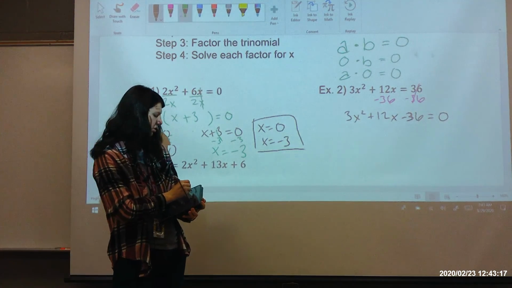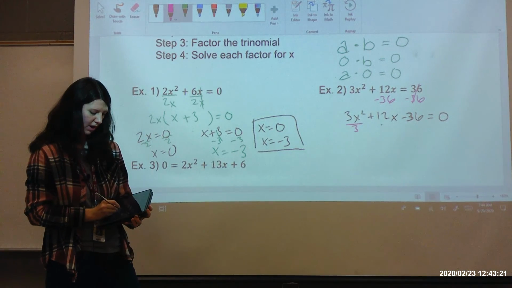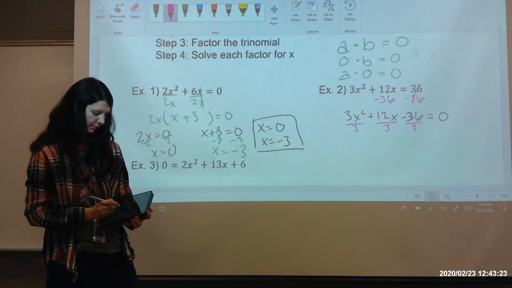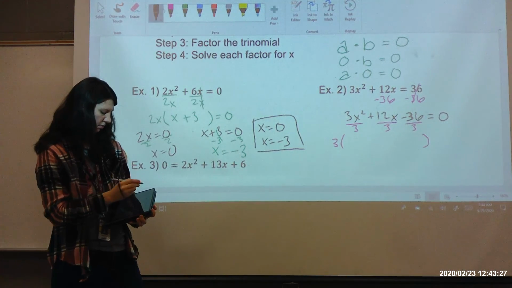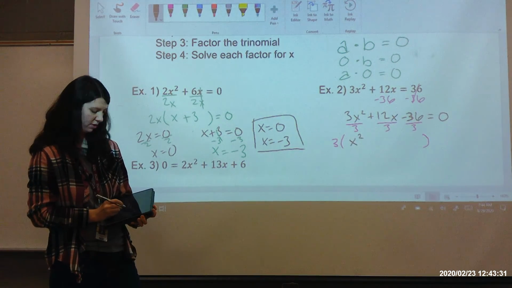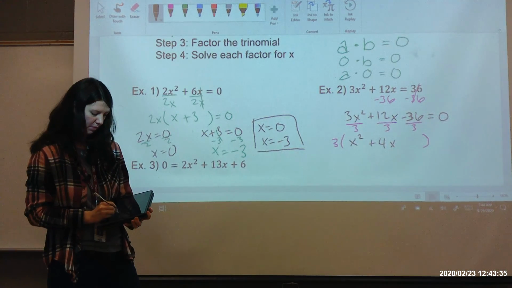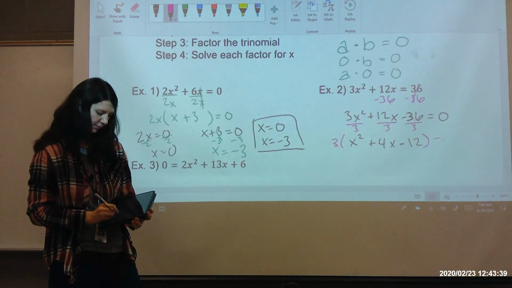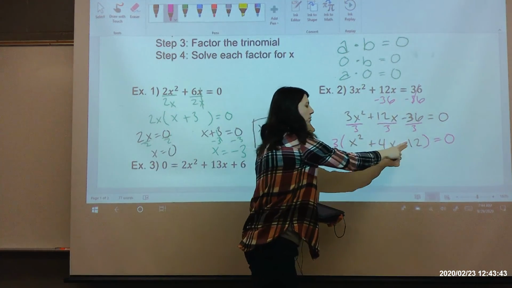Okay, now I can look for a GCF. We actually do have one here, which is 3. So I'm going to divide everything by 3. Put the 3 out in front. And then 3x squared divided by 3 gives me x squared. 12x divided by 3 gives me 4x. 36 divided by 3, that would be a negative 12. Okay, and equals 0. So we can actually factor this again since it's still a quadratic trinomial.